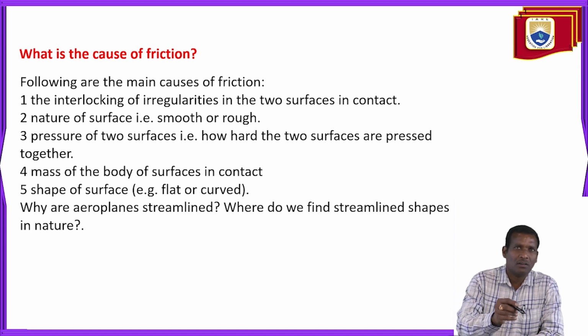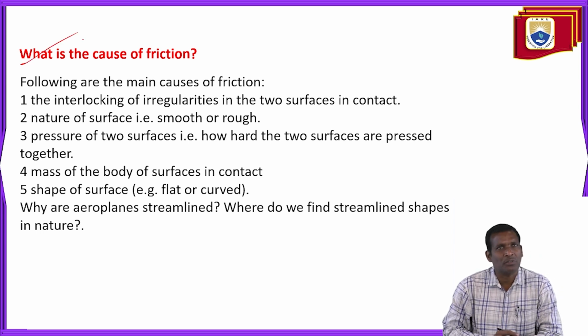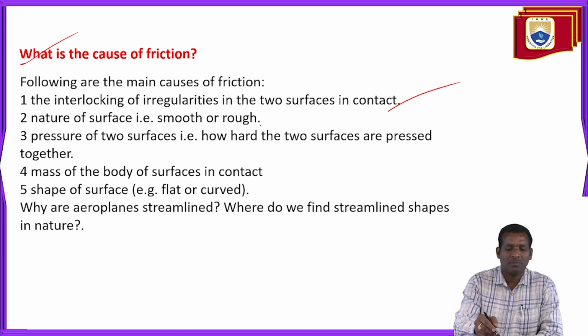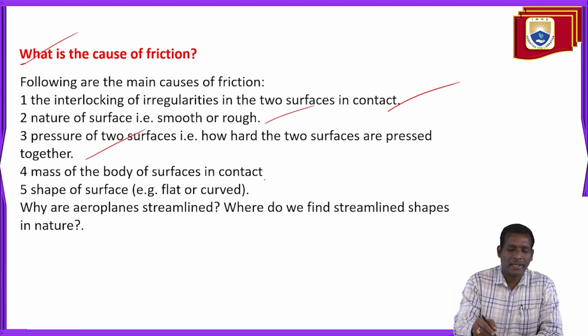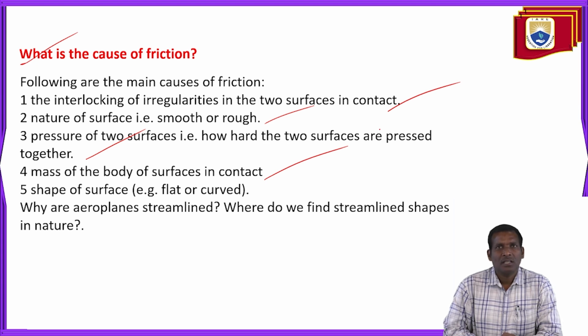What are the causes of friction? Many causes are there, and you can write any two or three. The interlocking of irregularities in the two surfaces in contact, the nature of the surface, that is smooth or rough, the pressure on the two surfaces, that is how hard the two surfaces are pressed together, the mass of the body of surfaces in contact, and the shape of the surface, that is flat or curved. These are the important causes of friction.